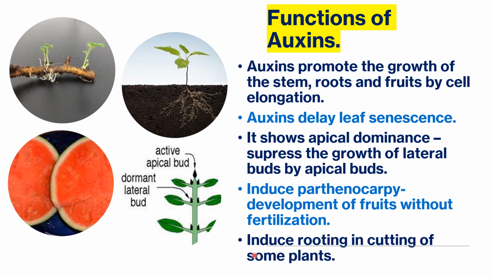The next function, induce rooting in cuttings of some plants. Auxins induce rooting, here you can see in cuttings of some plants. These are the main functions of auxins. Remember all points: auxins delay leaf senescence, show apical dominance, induce parthenocarpy. These points you have to remember.